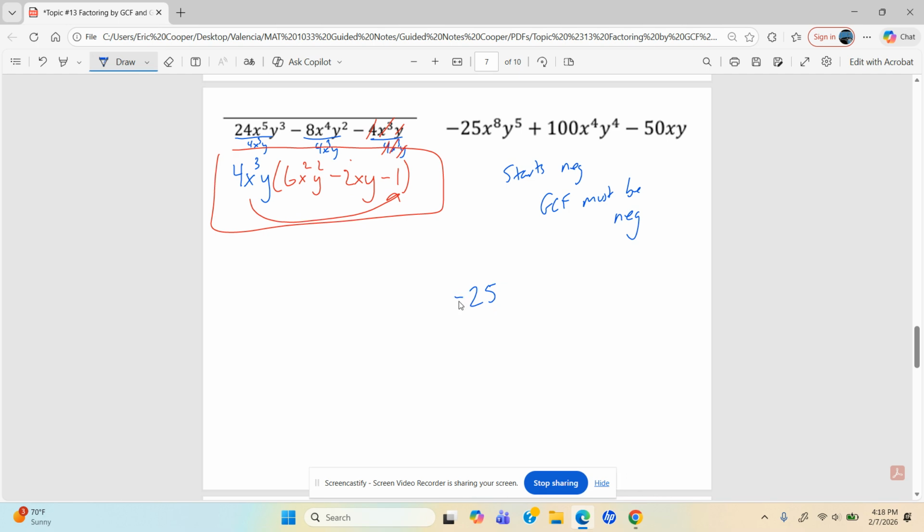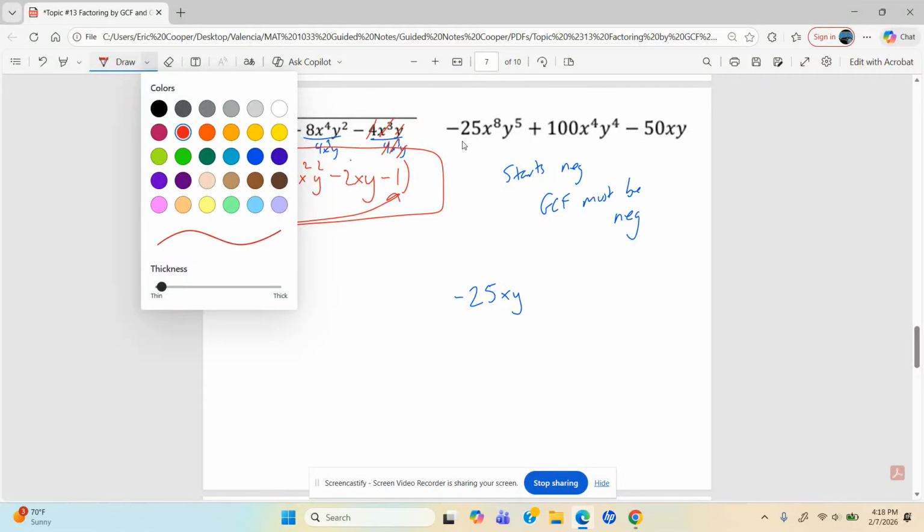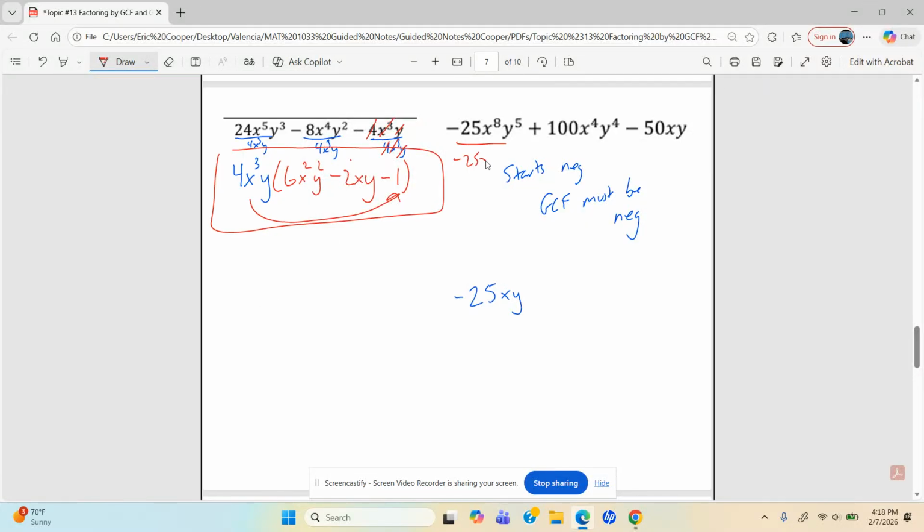Each term has an x. I can take out 1x from the last one. Each term has y's. I can only take out 1 y from the last one. So we're going to divide everything by negative 25xy. We'll divide all the numbers, and we'll take away 1x and 1y from everything.